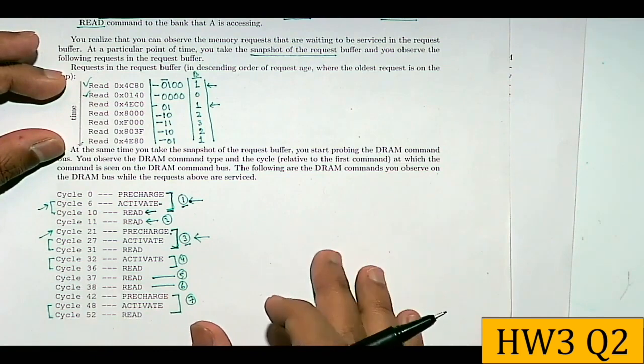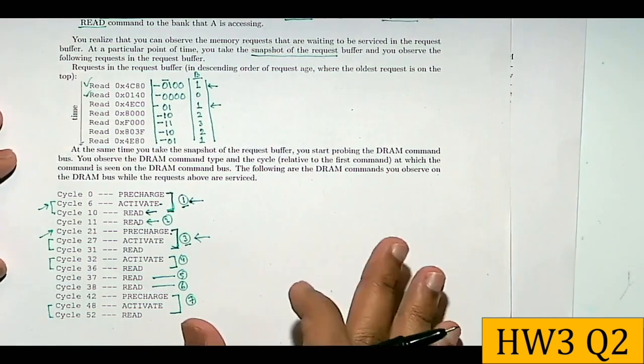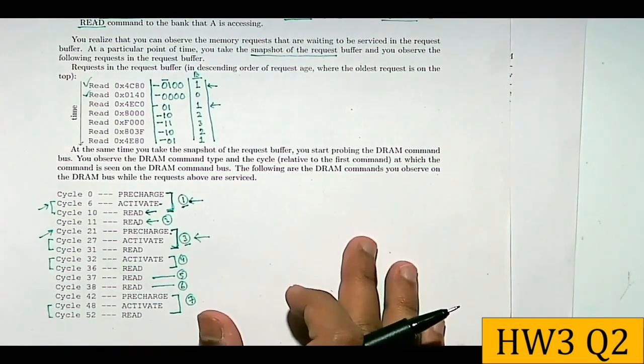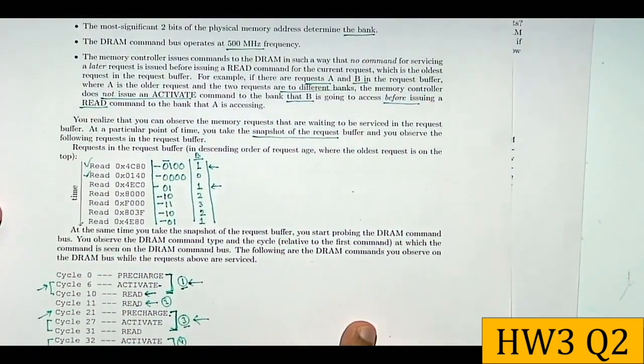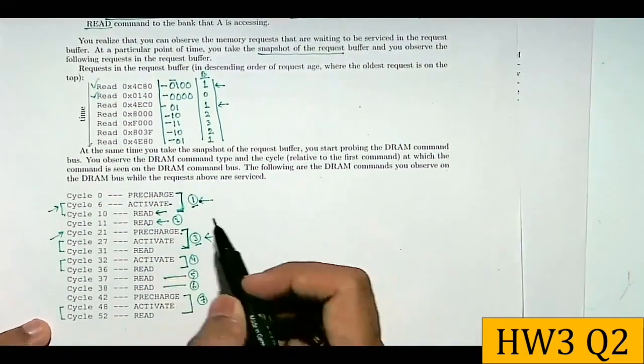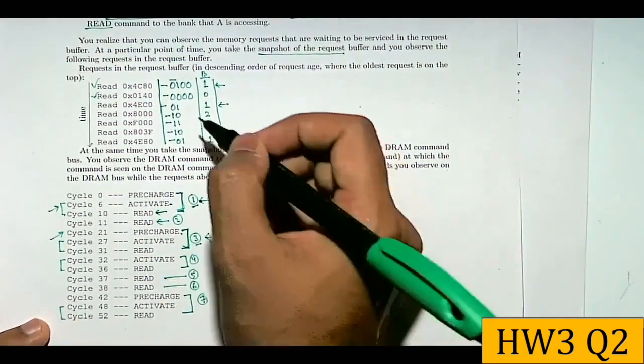So from the scheduler point of view, at a time you have this thing. Now you just want to access these requests one by one. And what does that point say? For example, if there are requests A and B in the request buffer, A is the oldest request, and the two requests are to two different banks, the memory controller does not issue an activate command to bank B. So what does this mean here?